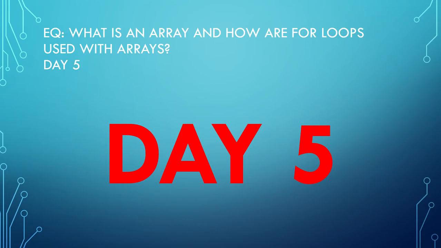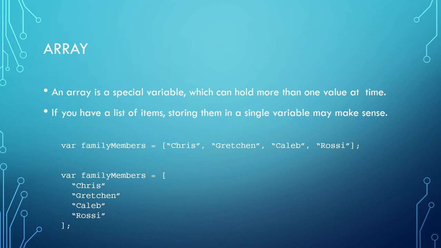Alright, so what is an array and how are for loops used with arrays? An array is a special variable which can hold more than one value at a time. If you have a list of items, storing them in a single variable may make sense. For example, here's a variable family members, and we've got a list of family members: Chris, Gretchen, Caleb, and Rossi.